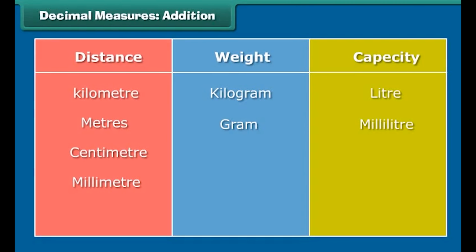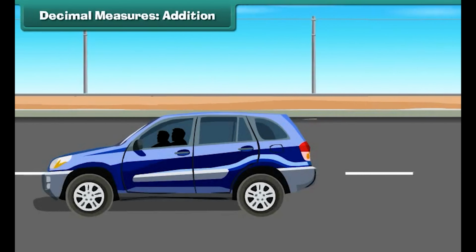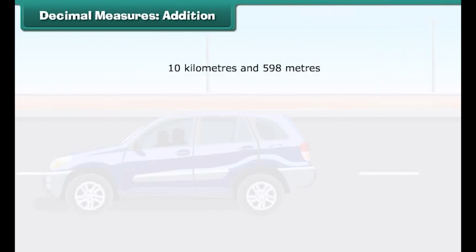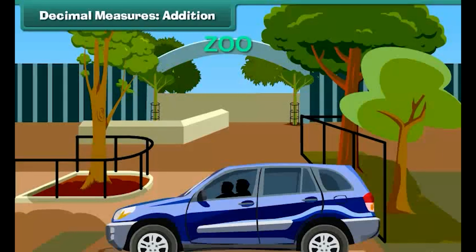We have learnt the different units used for measuring distance, mass, and capacity. Let us now learn how to add, subtract, and multiply the quantities in different units. One day Ryan went to the zoo with his uncle. They covered first 10 kilometres and 598 metres very fast. But they took much time in covering the next 8 kilometres and 633 metres. How much distance did they travel in total?